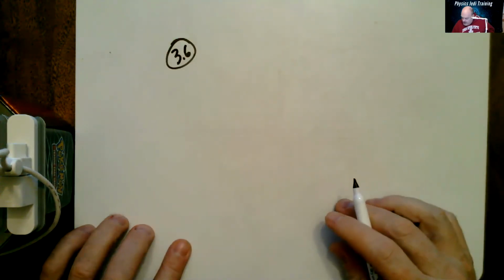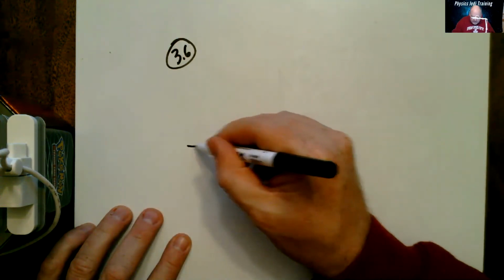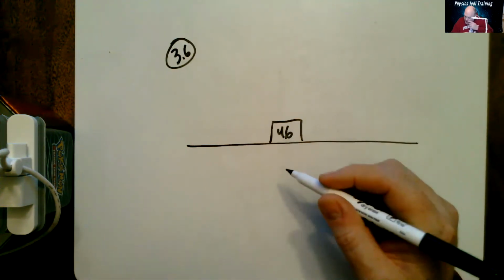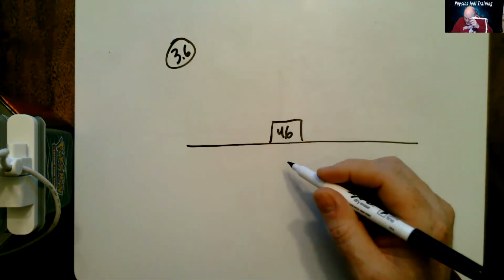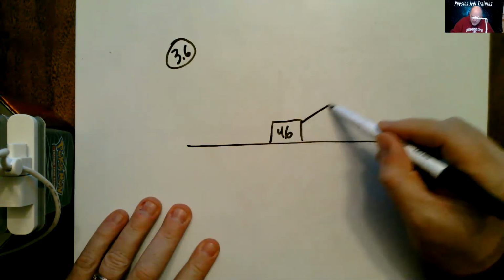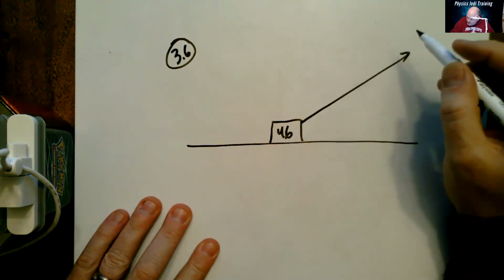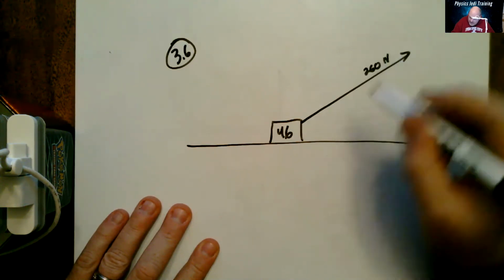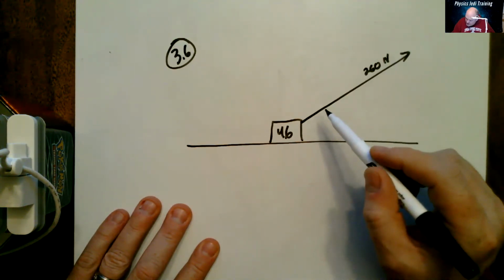3.6. All right, we have a 46 kilogram box. It's being pulled with a force of 260 newtons by a rope that makes an angle of 30 degrees to the ground. Okay, it's a harder problem. So I'm going to be pulling here 260 newtons, and the angle here is 30 degrees.